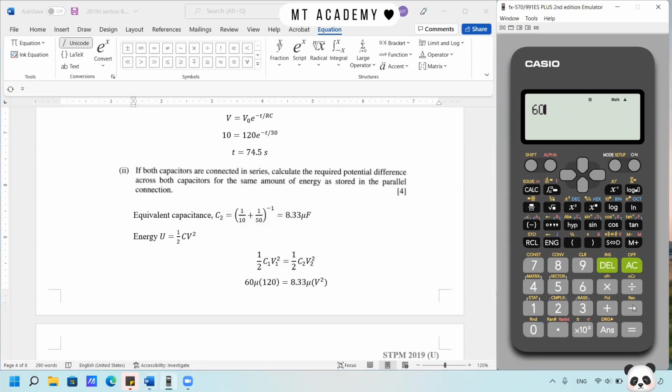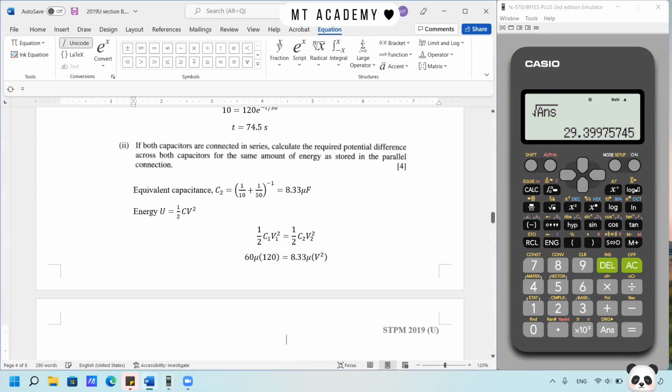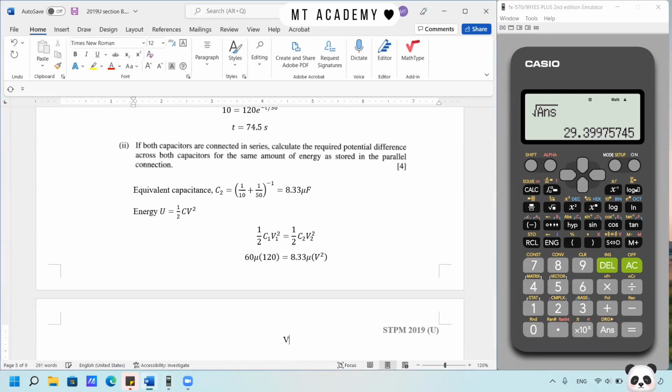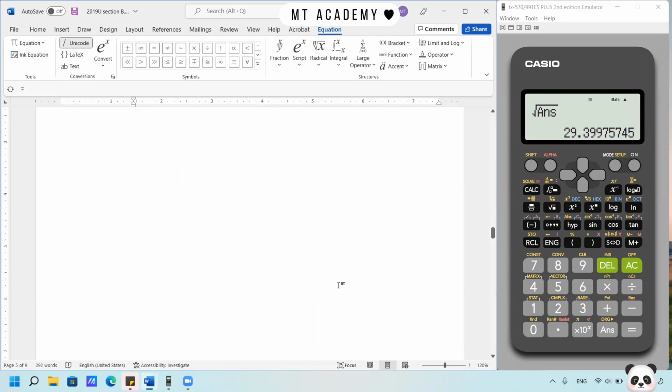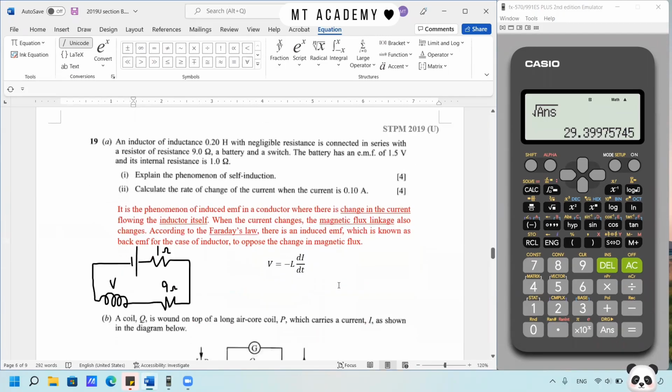So we have 60 divided by 120, multiply 120, divide by 8.33, and then we square root the answer, and so the voltage is equal to 29.4 volt. Okay, so this is the new voltage required so that it has the same amount of energy as the previous connection. So this is for the capacitor. So we move to question 19.